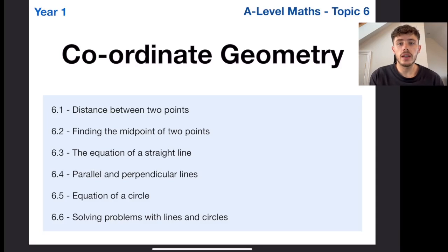In this video, we are looking at A-Level Maths Topic 6, and that is coordinate geometry.